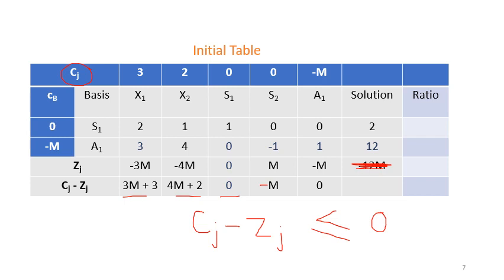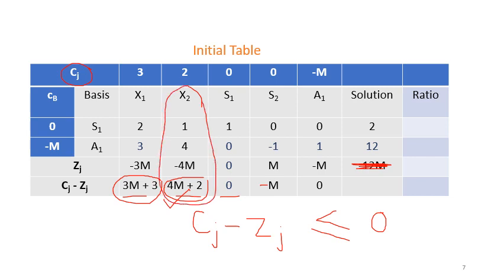Since M is a very large number here, you can very well imagine these two values are positive, and out of this, 4M plus 2 is the maximum, the highest value. So this will now become your key column here.